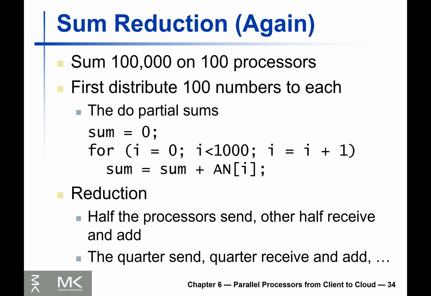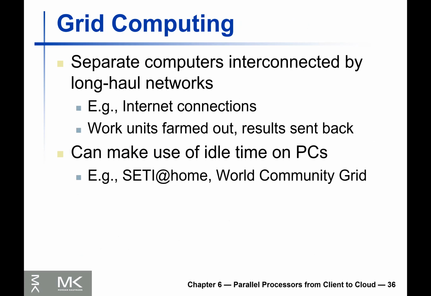Sum of 100,000 or 100 processors. This is an example of how to code reduction. As I said, you are not responsible for writing code, okay, in parallel processing. Okay.